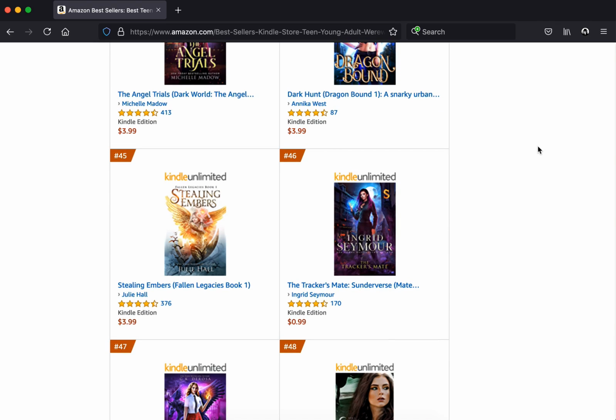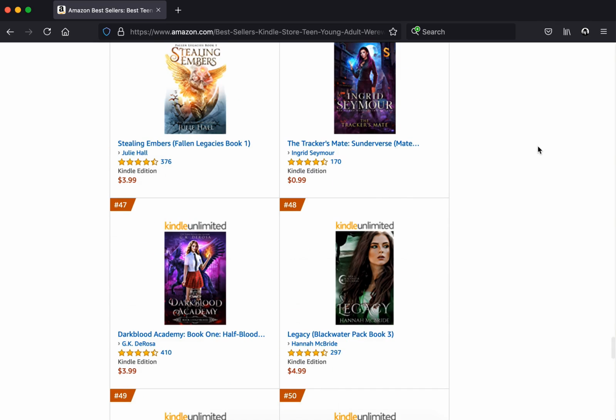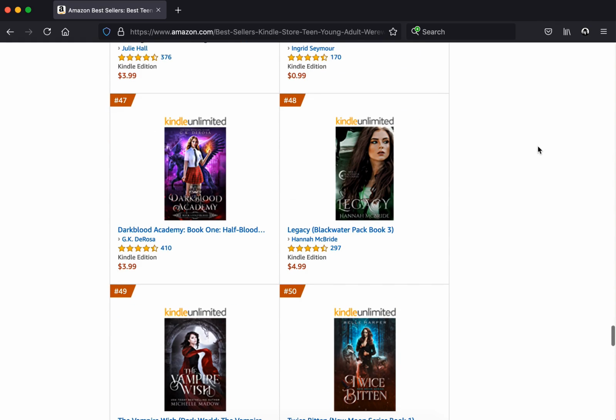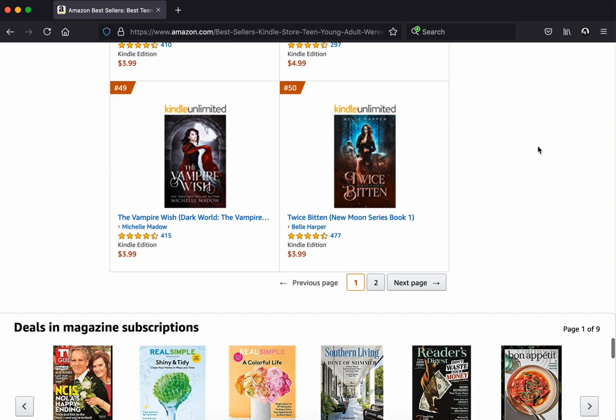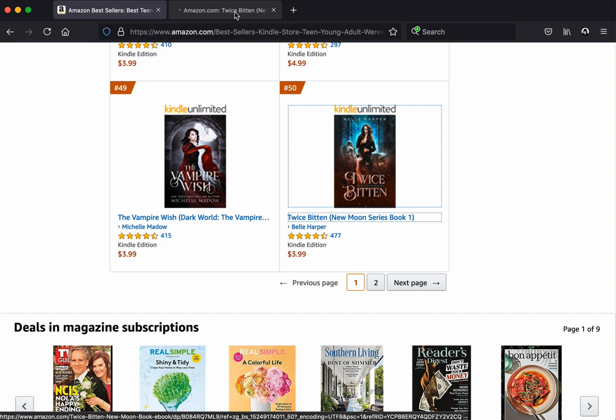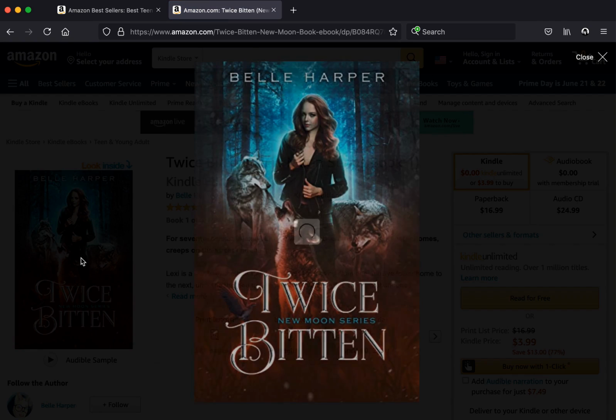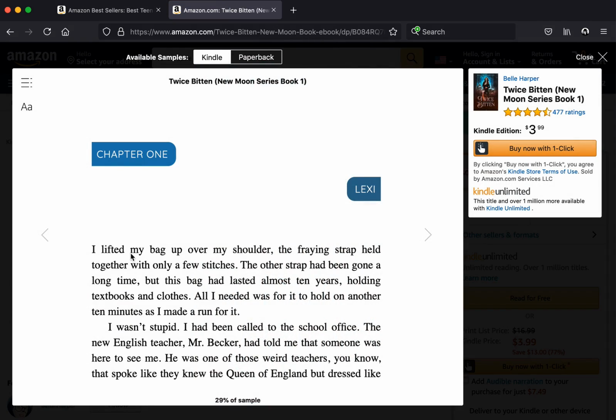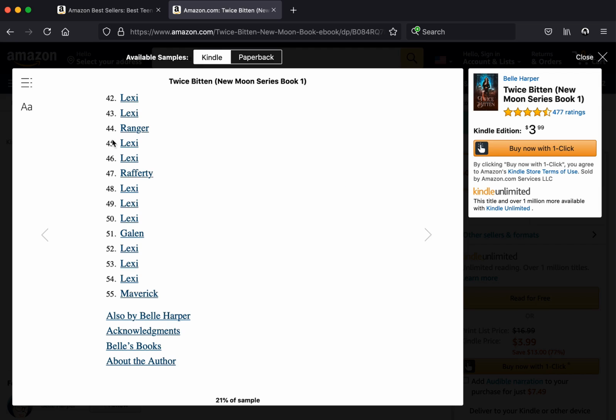To put your own twist on the genre or your own perspective, it helps if it does follow these basic genre conventions, which for this genre appears to be first person past tense, either single, dual, or maybe multiple, but probably single or dual perspective. So I'm just going to look at this one again to see. Chapter 1, I lifted my bag up over my shoulder. I wasn't stupid. This one has the name, so let's go up.